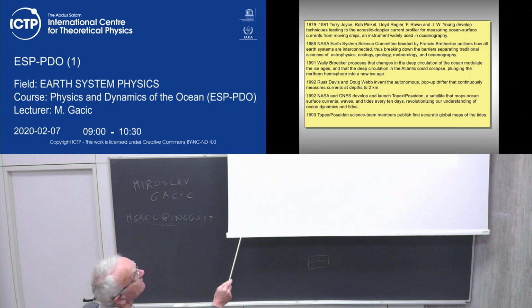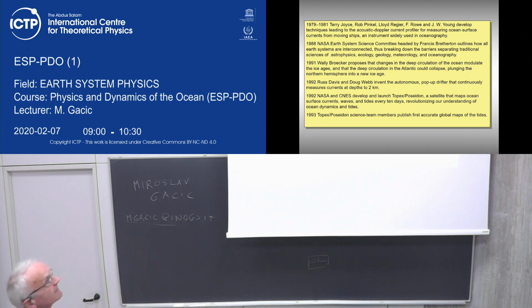Here, in 1992, the first autonomous drifter was used for oceanographic study. So these are the Lagrangian measurements. So you can see that this is a pretty recent study.